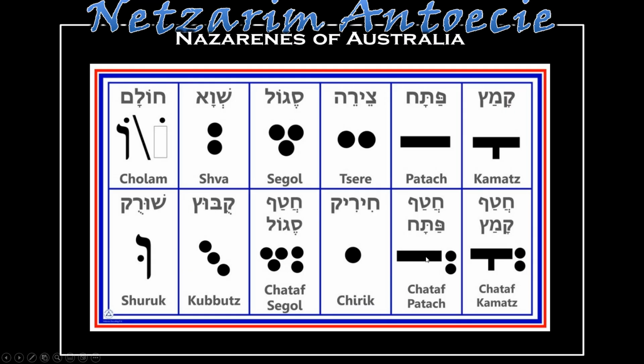And then we have a combination of patak and a shava. So after the shava is followed by a short A sound. It's called a kataf patak. And then finally we have a shava with a kamatz. And it's called a kataf kamatz. Again, it's a longer A sound followed after the shava.